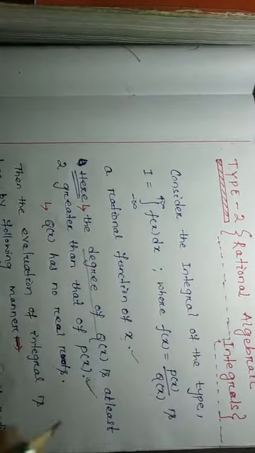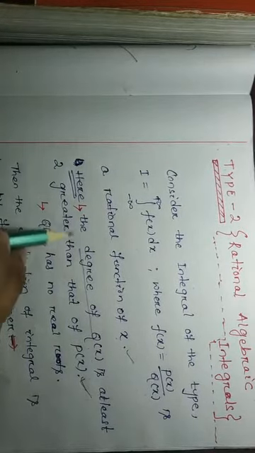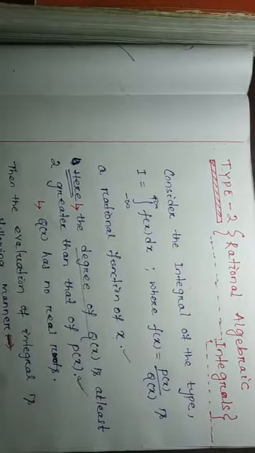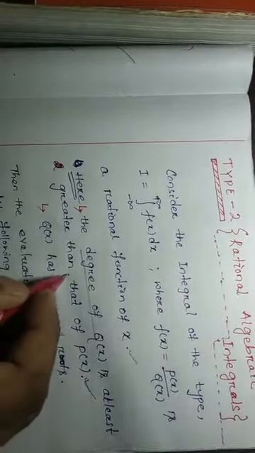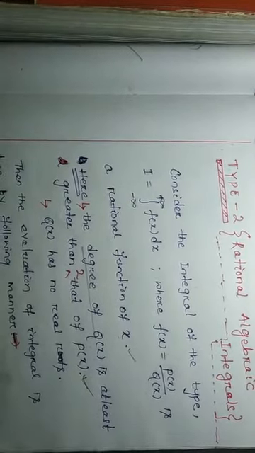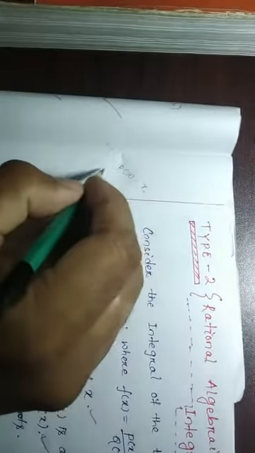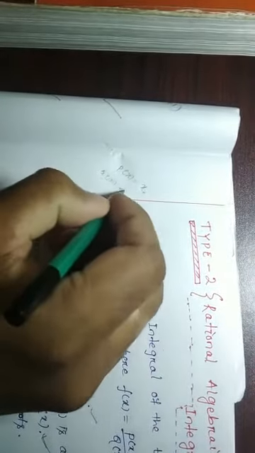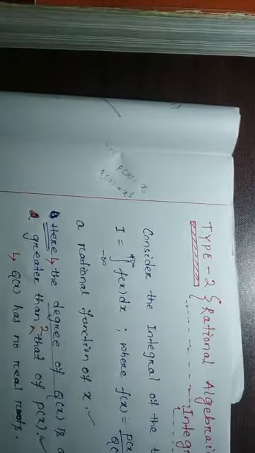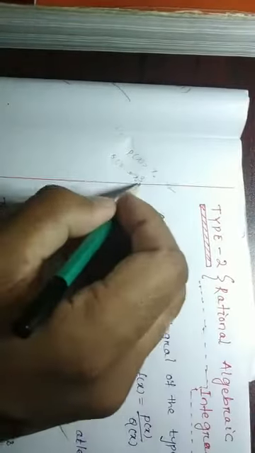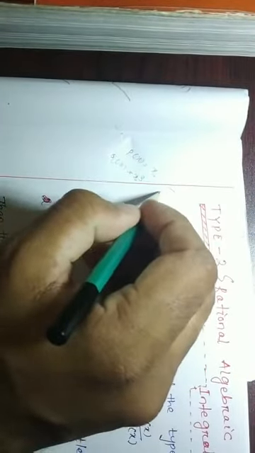It will sound better if I change it somewhat here: the degree of q(x) is at least 2 greater than that of p(x). For example, suppose p(x) is x, then q(x) will be x cubed, at least 2 orders greater. If p(x) is x squared, q(x) should be at least x to the power 4.